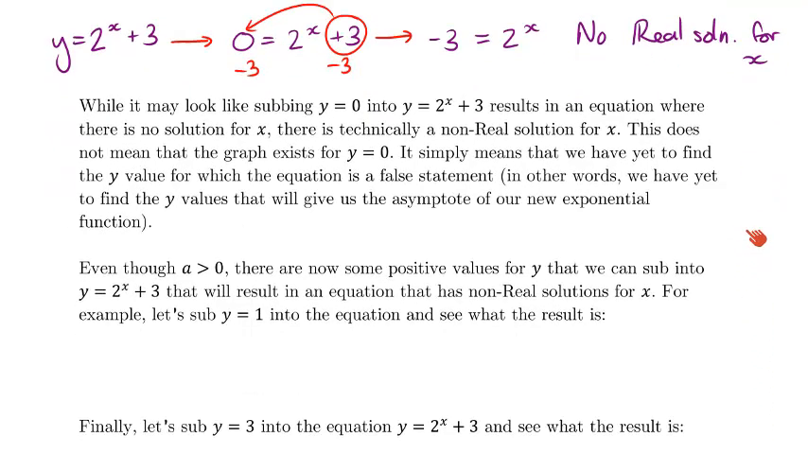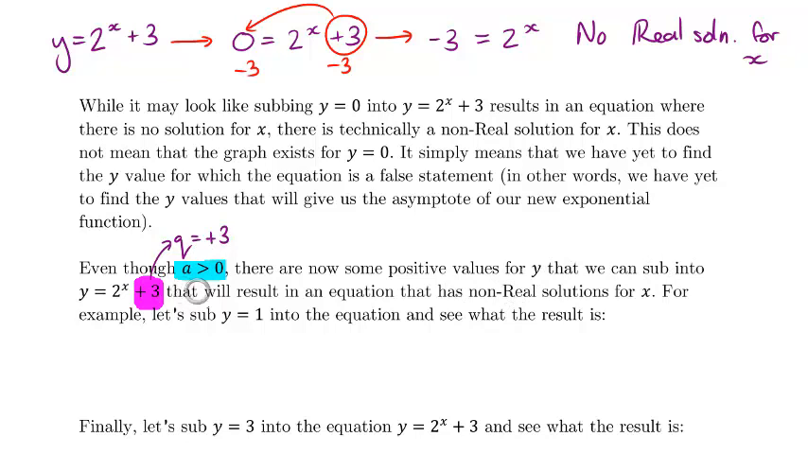And guys, something else that's important to notice is that even though a is greater than 0, even though a is a positive 1 over here, there are now some positive values for y that we can sub into y is equal to 2 to the x plus 3 that will result in an equation that has non-real solutions for x. Think about it, guys. Previously, when a was greater than 0, we could take any positive value for y, sub it into the equation of the function, and we would get a real solution for x. But now that we have this q value of plus 3 over here, q is equal to a positive 3, even though a is greater than 0, we're getting some y values that when subbed in create non-real solutions for x.